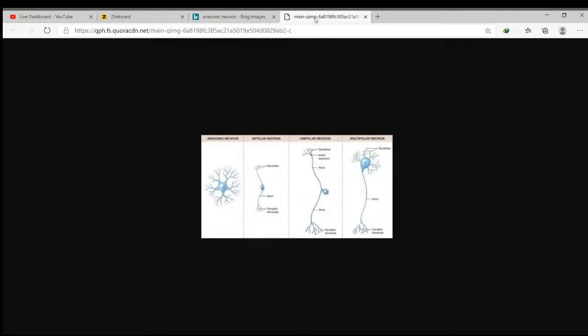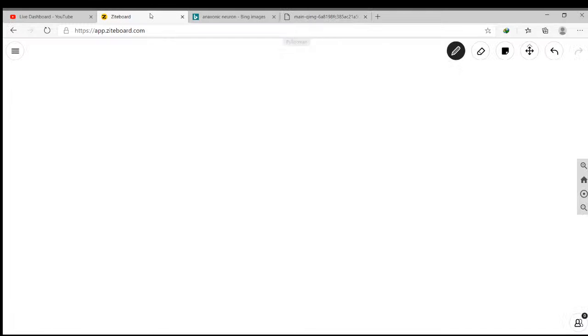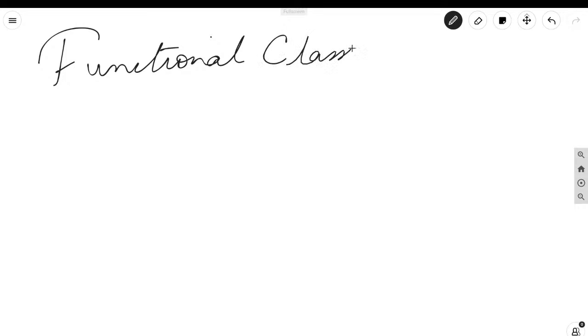good. So this is all about types of neurons structurally. Okay, always remember this is the structural classification. Okay, now functional classification, sensory and motor. Functional classification is sensory and motor. Functional classification, that was structural, now functional.